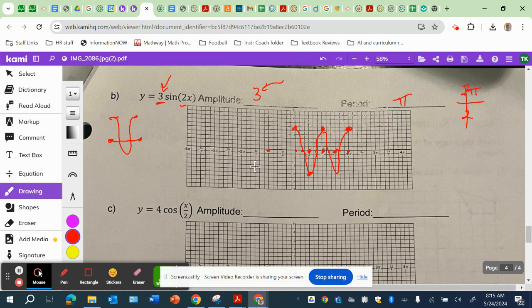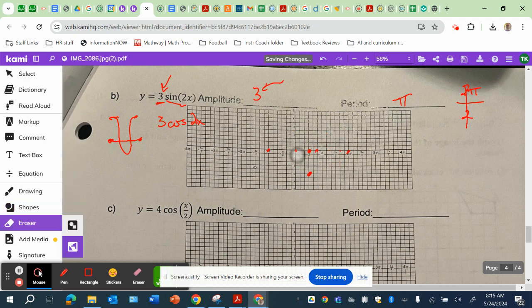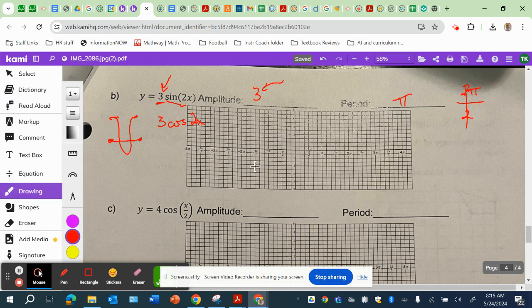Whoops. I just graphed the cosine. I just graphed 3 cosine 2x. So let's make it sine. Graph of the sine with the period of pi. Basic graph of sine is that. And your 5 points would be 1, 2, 3, 4, 5.